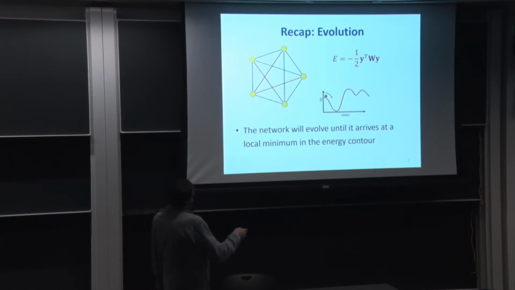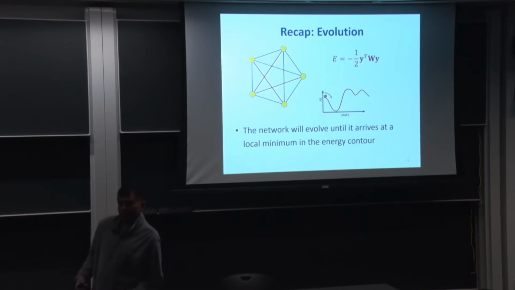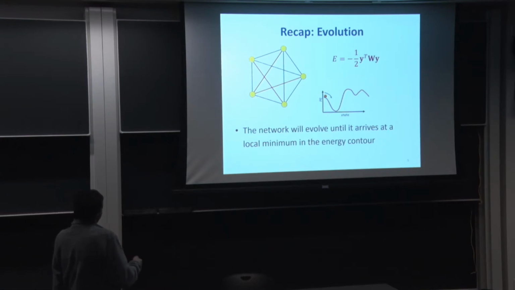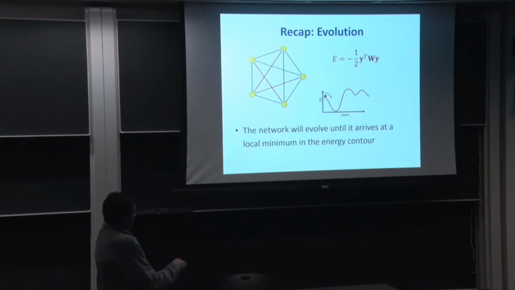So you can define an energy contour, which is the value of this energy term for different network configurations, different patterns at the outputs of the neurons. And if the network is initialized at some pattern, the bits will begin to flip until the network arrives at some local minimum in the energy.